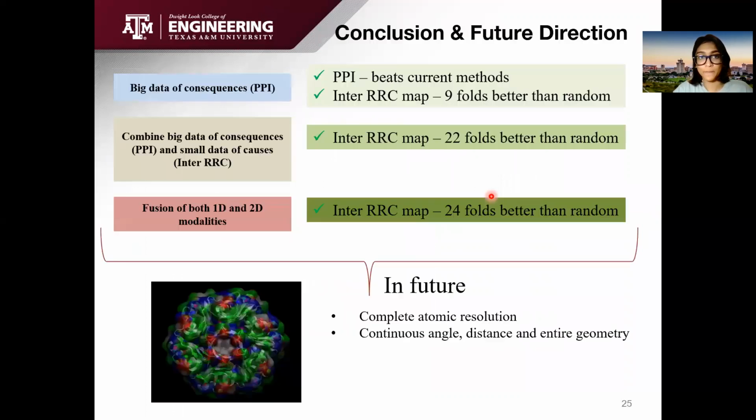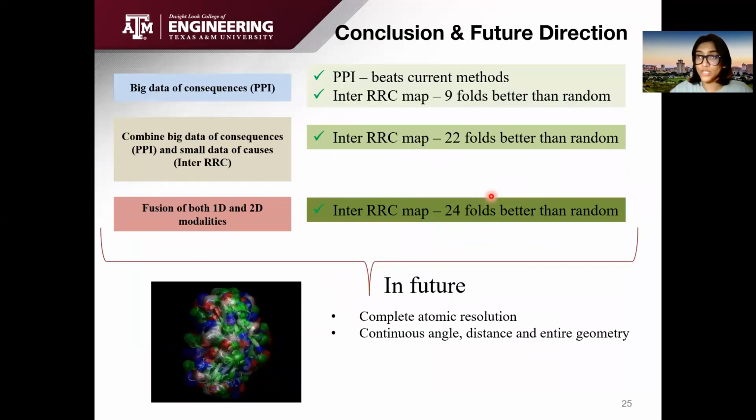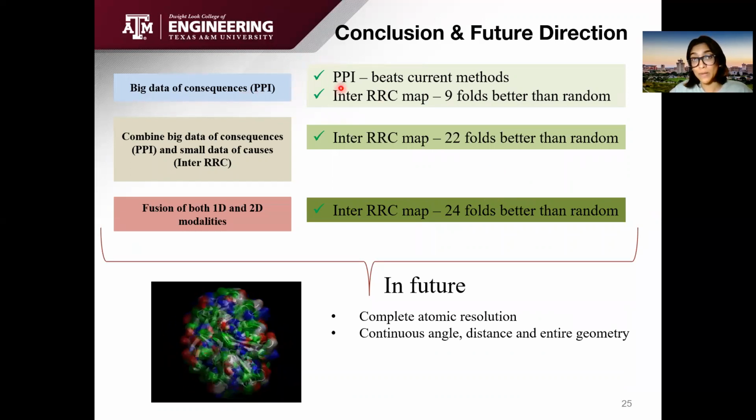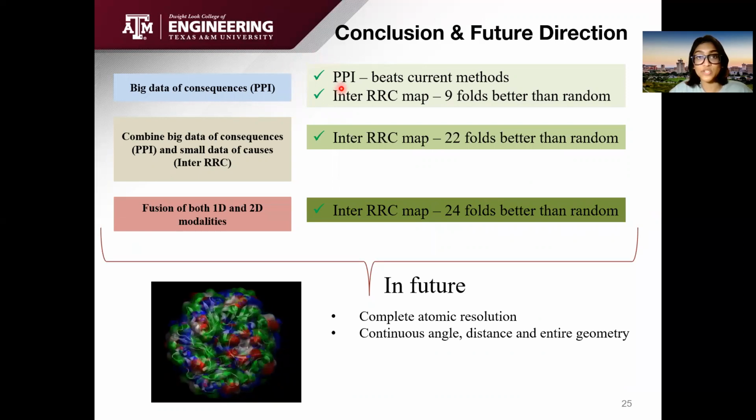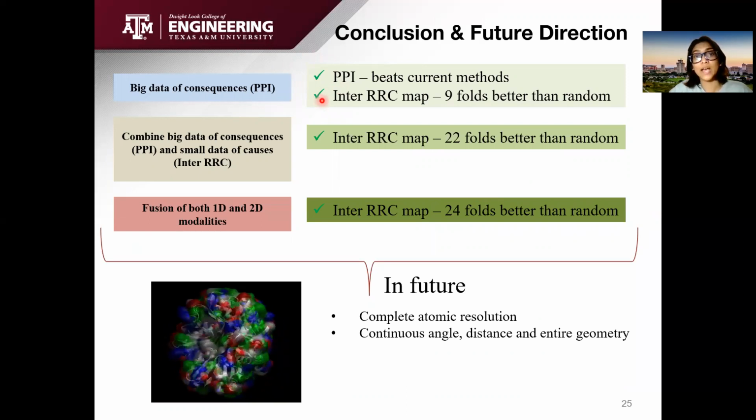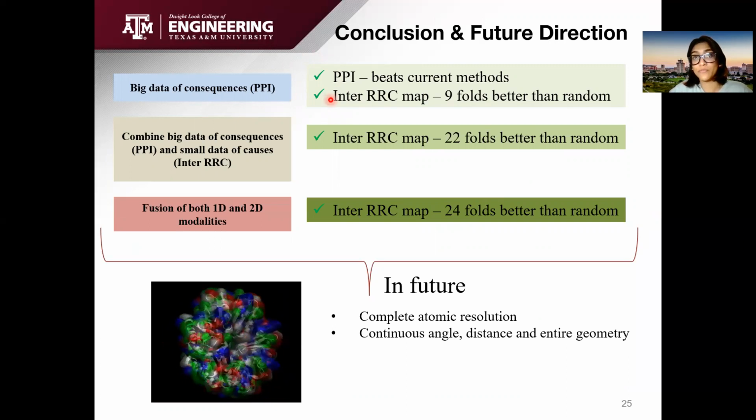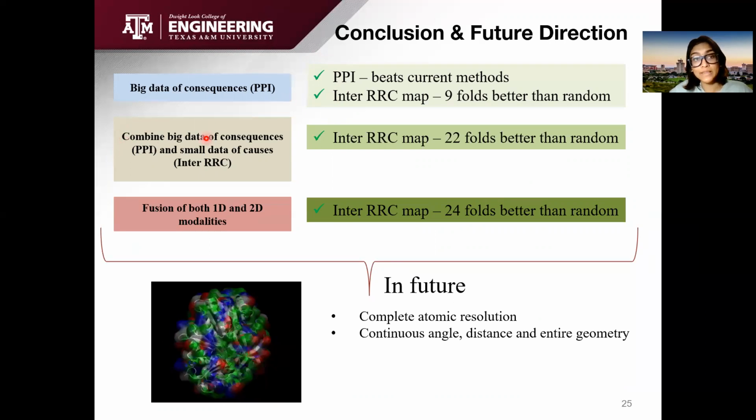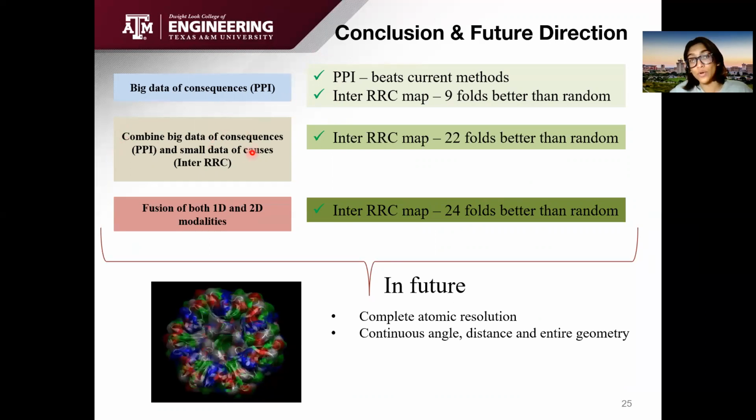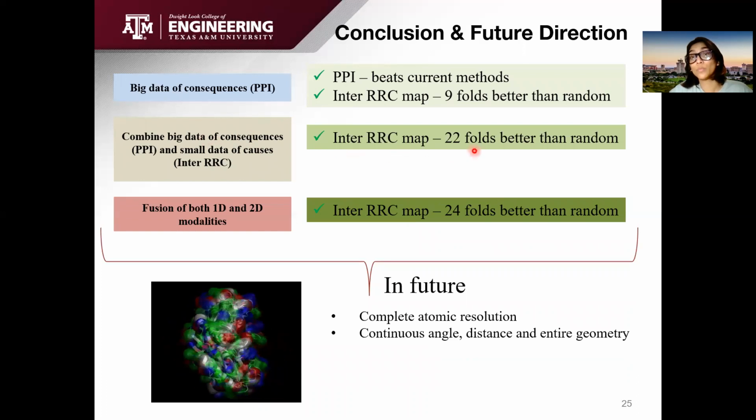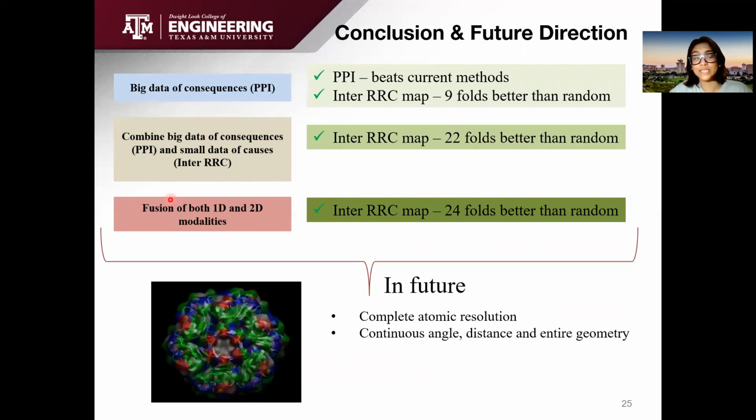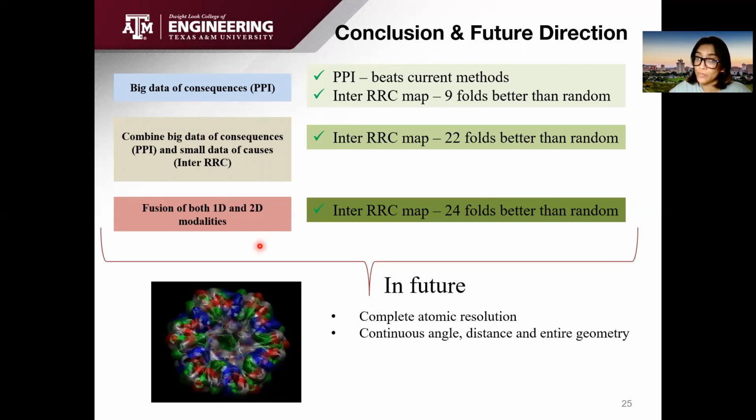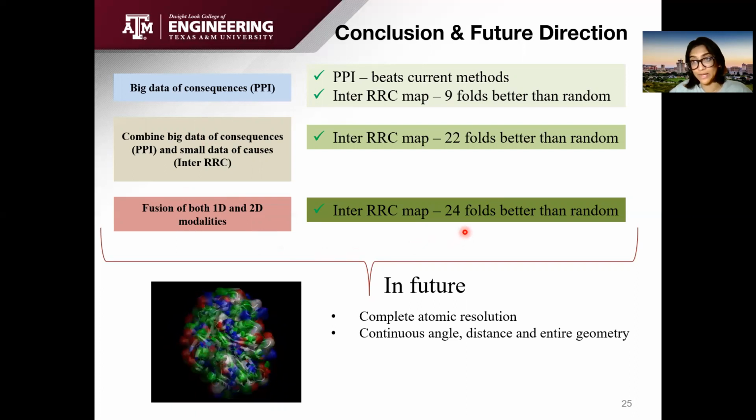Conclusion and future direction. Summarizing the entire project, we can conclude that when we use the big data of consequences in the case of PPI prediction, our PPI prediction beats the current state of the art. To predict the inter-RRC map, model 1 can perform 9 times better than the random. When we combine the big data of consequences and small data of causes, the model performs almost 22 times better than the random. Lastly, when we fuse both 1D modality and 2D modality, we have the best performance, which is 24 times better than the random.